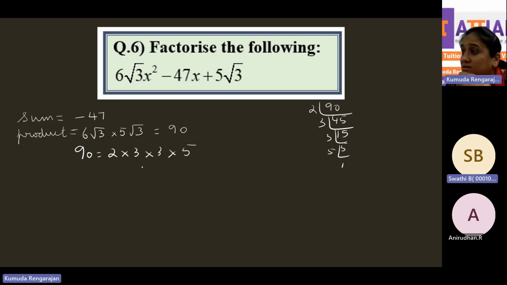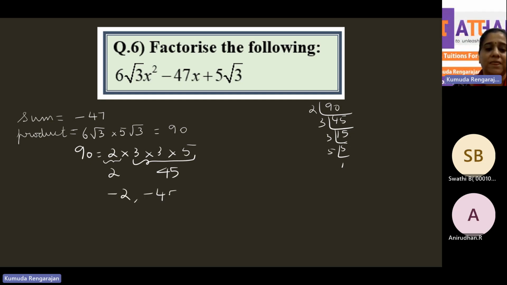Minus 45 and minus 2. So we'll group these 3 numbers and have this separately. This gives you 45 and this gives you 2. So 45 and 2, when you add, you'll get 47. Now fix the signs. Minus 2 and minus 45 will give you minus 47, and the product is plus 90.